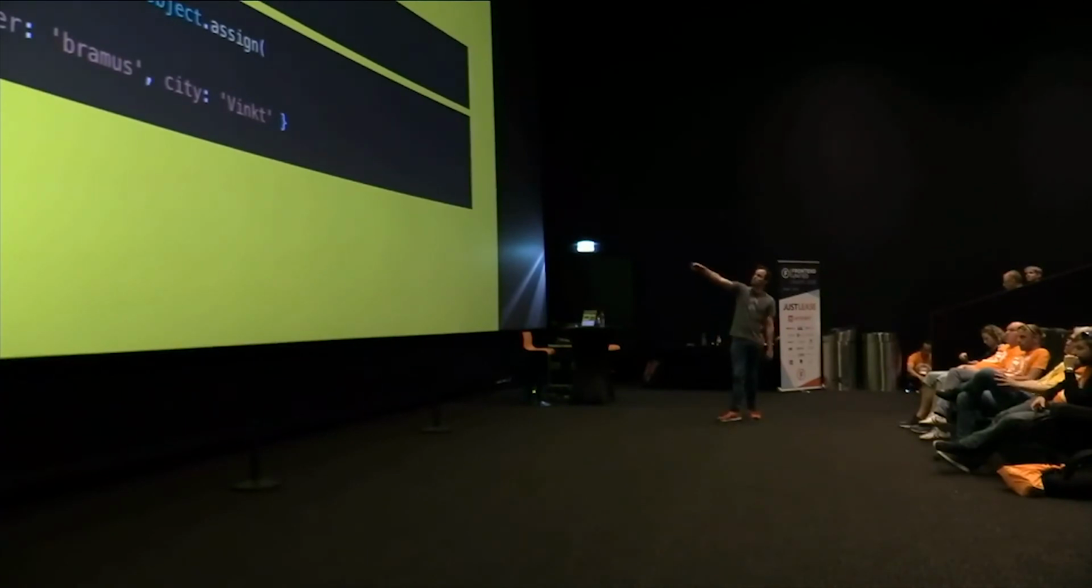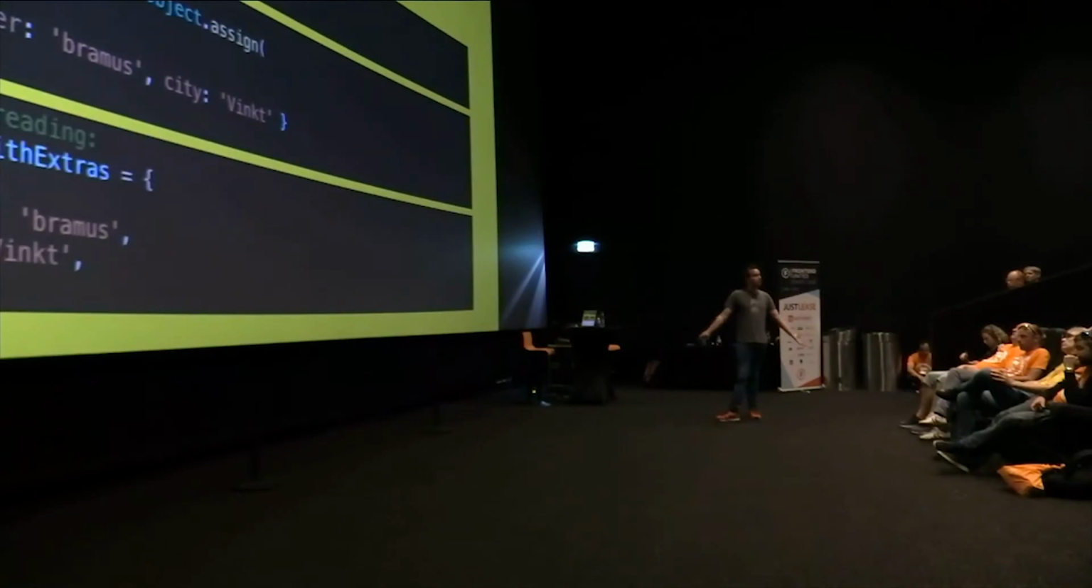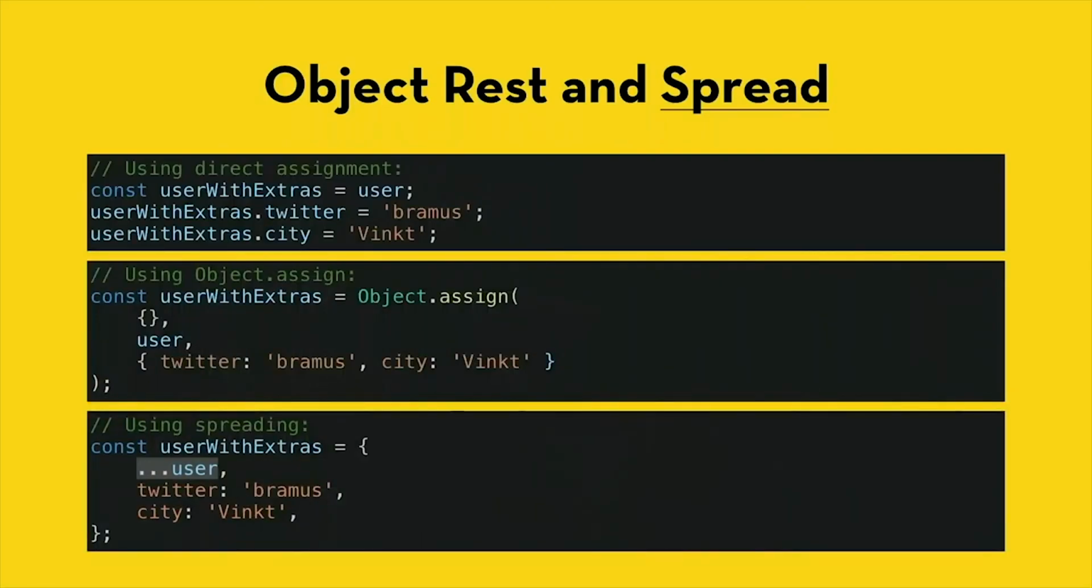But I was talking about object rest and spread, right? How do we do that? Well, we do it the very same way as we did with the arrays. We unpack, we spread the user into a new context. So this is the new object. We spread the user into that. And hey, by the way, we add Twitter and we add city onto that.